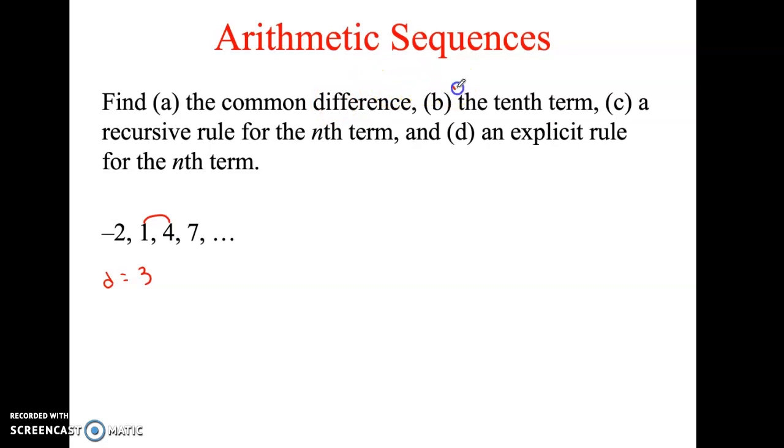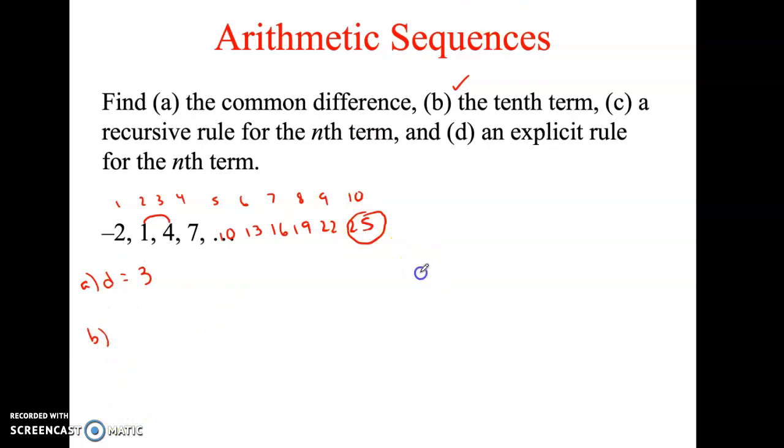The 10th term, I'm going to skip for right now. You could continue and just count: this is the first term, 2nd, 3rd, 4th, 5th, 6th, 7th, 8th, 9th, 10th, and keep adding 3. So you have 10, 13, 16, 19, 22, and 25. You could do that for the 10th term, but I just think it takes so much longer this way, and I'd like to use the explicit. So we're going to skip to C right now.